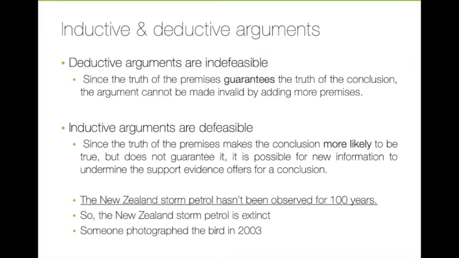Another way to capture this distinction between these two types of arguments is in terms of defeasibility. Deductive arguments are indefeasible. Since the truth of the premises guarantees the truth of the conclusion, you cannot make the argument go bad by adding more premises. We contrast this with inductive arguments, where the truth of the premises makes the conclusion more likely to be true, but since it doesn't guarantee it, it's possible for new information to undermine the support the evidence offers for the conclusion.